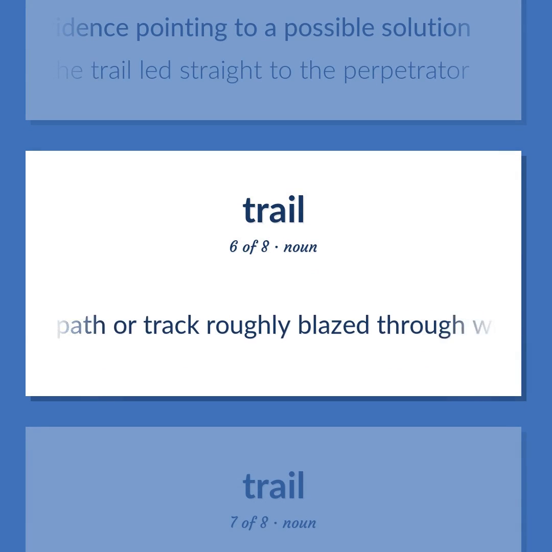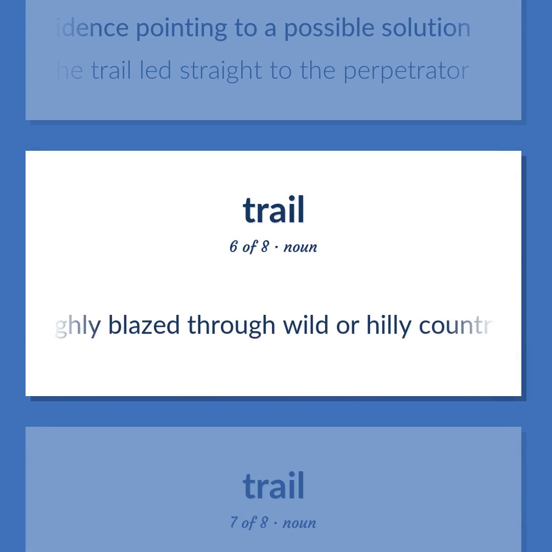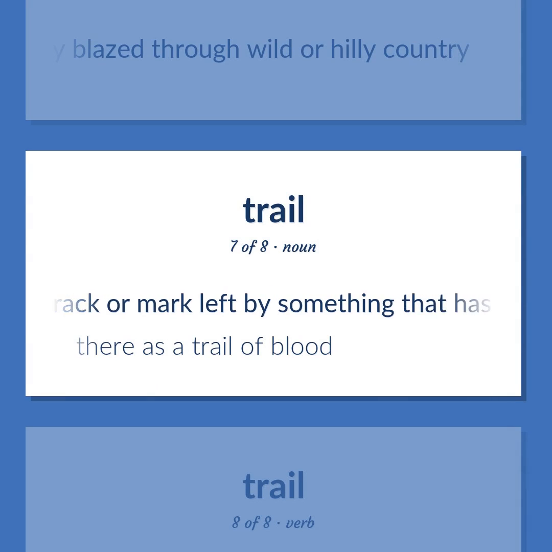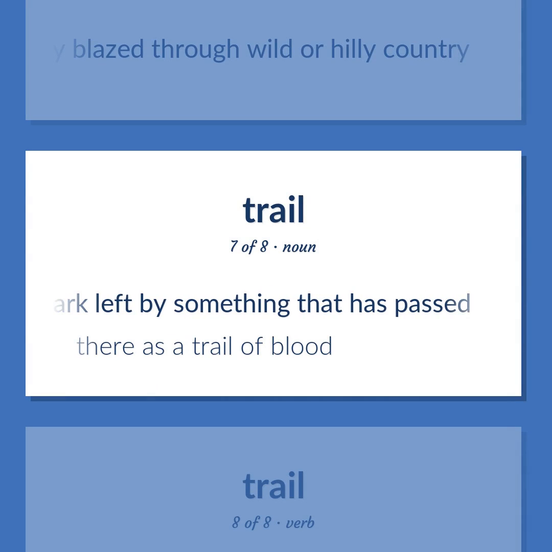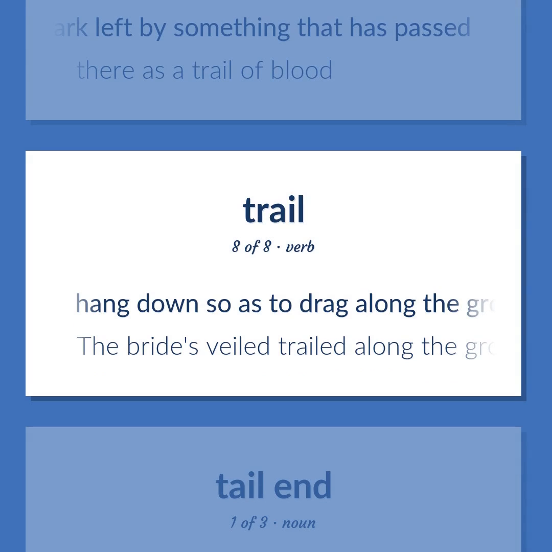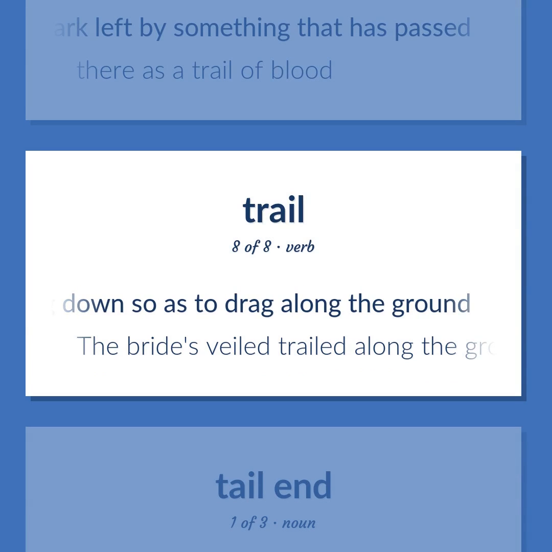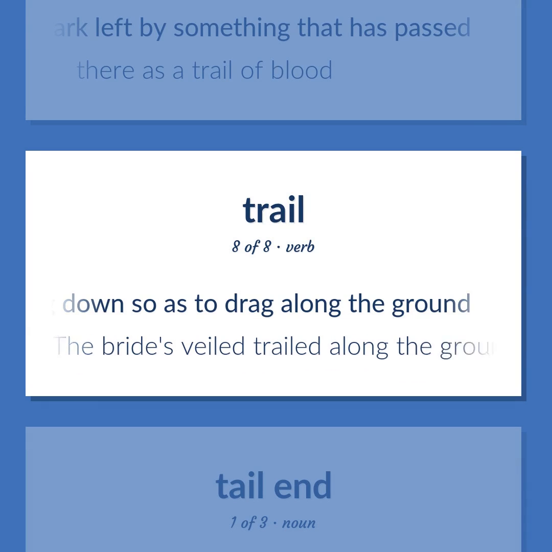A path or track roughly blazed through wild or hilly country. A track or mark left by something that has passed. There is a trail of blood. Hang down so as to drag along the ground. The bride's veil trailed along the ground.